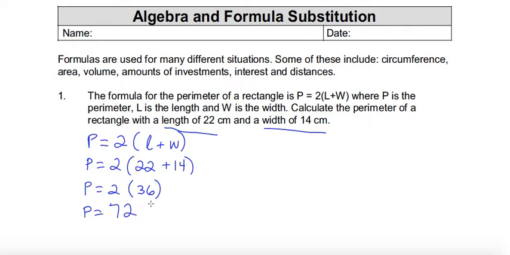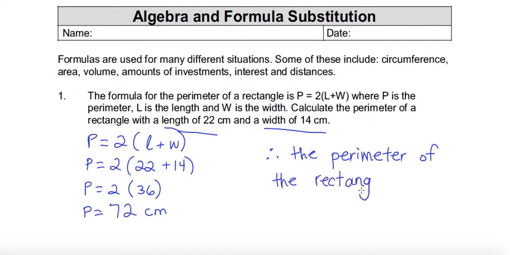Because we're dealing with a question that involves perimeter, we need to use our units. Our units in our question are centimeters. Remember that perimeter is not squared, so it's just 72 centimeters. And because this is a word problem, we can use a therefore statement. So therefore, the perimeter of the rectangle is 72 centimeters.